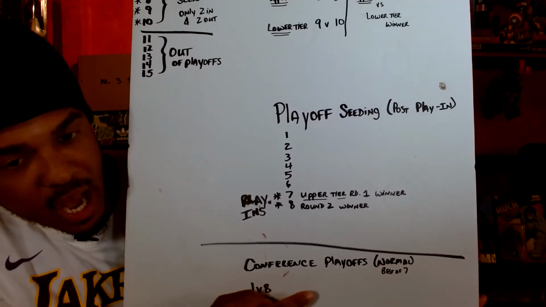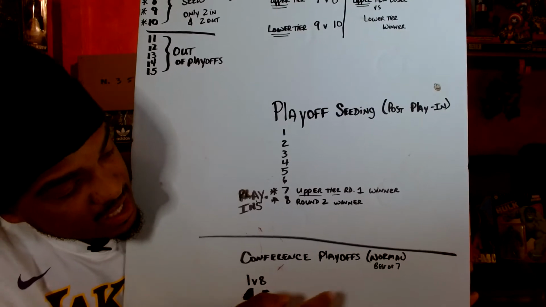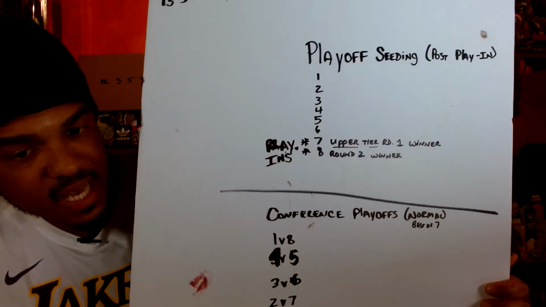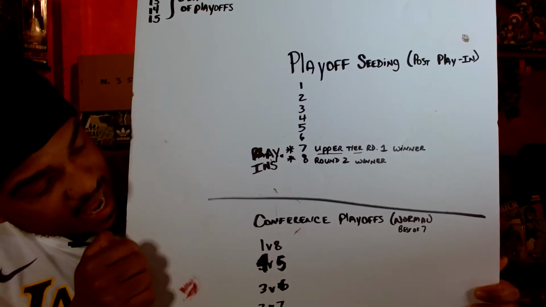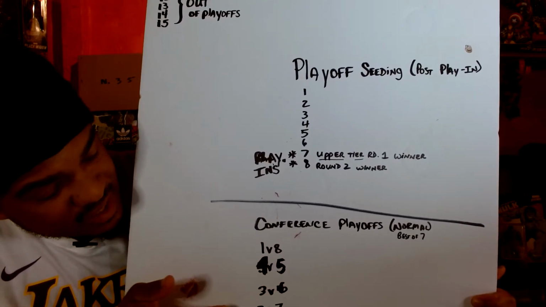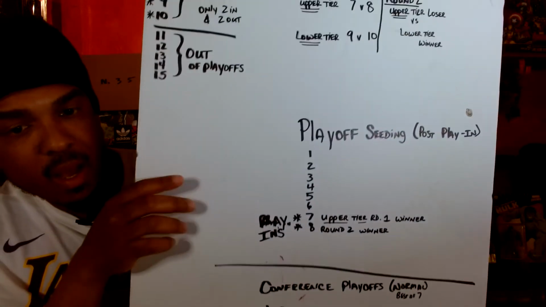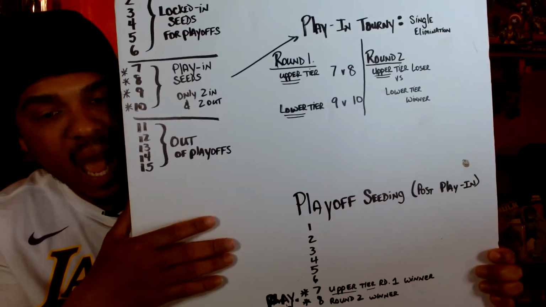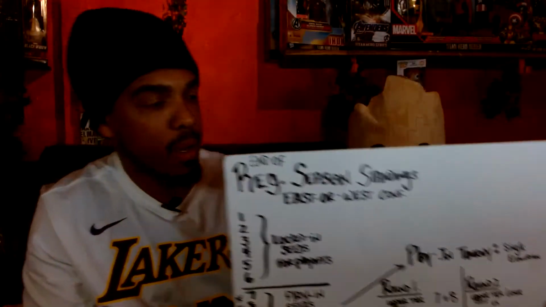So for the conference playoffs, like I said, pick a conference. It's back to normal. It should be a best of 7 where you see the 1 versus 8, 4 versus 5, 3 versus 6, and 2 versus 7, based off everything that happened after the play-in. So let me give you a quick example. I'm going to use the Western Conference as of the time of this video. The current standings could obviously change because there's still a handful of games left to be played in the regular season here. But let me go with the Western Conference.